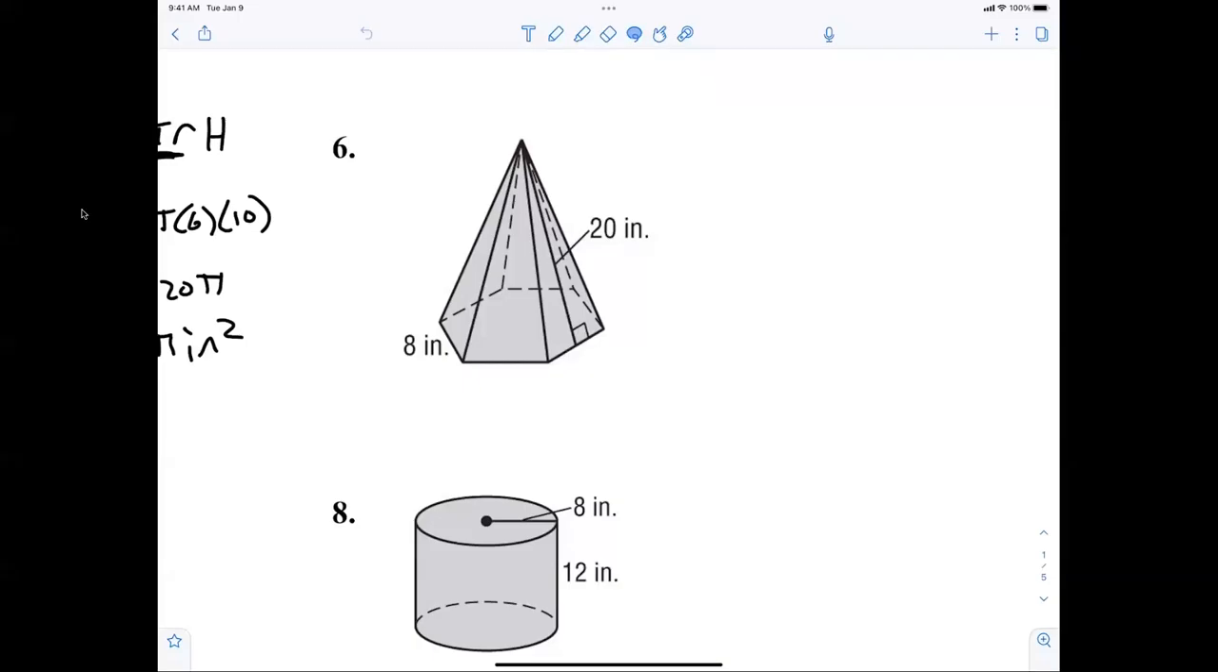All right, you are calculator for me. All right, here we go.